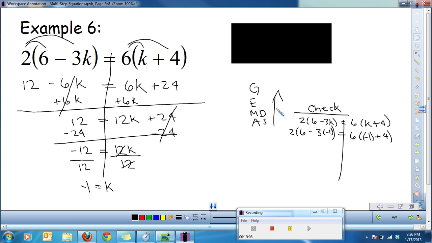So we have 2 parentheses, 6 minus 3 times negative 1, which gives us a positive 18. And on this side, we have 6 times parentheses negative 1 plus 4, which gives us a positive 18. Our check worked, so k is negative 1.